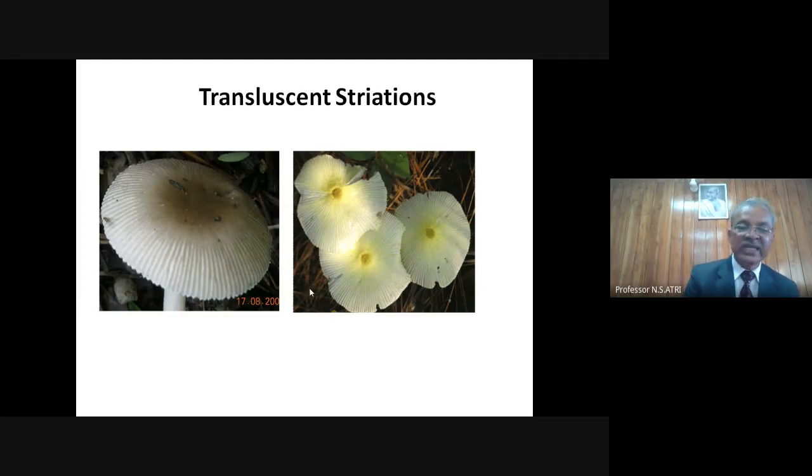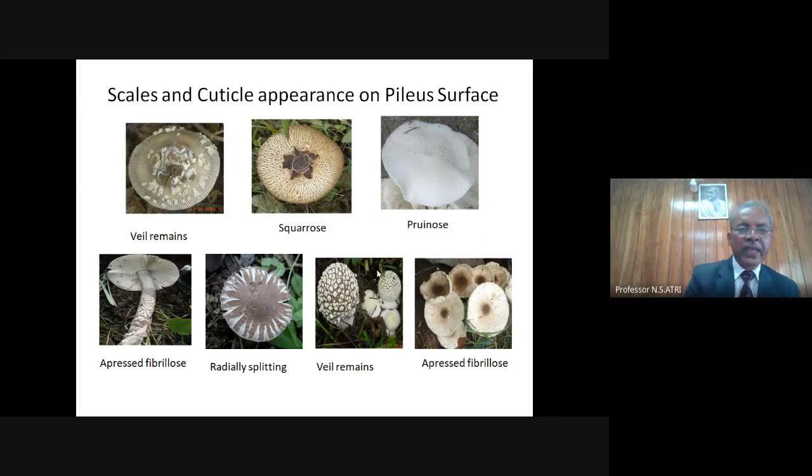Just writing striate will not give you that much character. You have to look at it in this fashion, whether they are translucent or not. Then scales on the pileus surface are very important, the presence of scales. Just noting that scales are present on the pileus is not going to help. Of what type the scales are, how they are arranged, whether they are part of the universal veil.